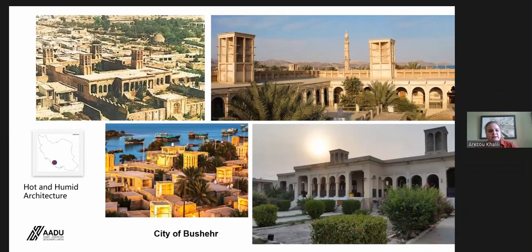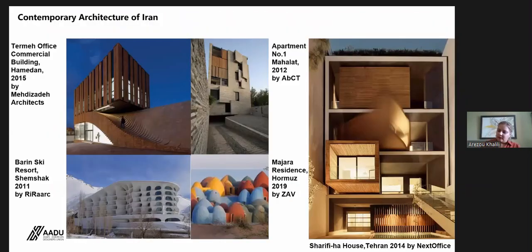In hot and humid parts of Iran, which are mostly located on the Persian Gulf coast, like the city of Bushehr, the living spaces are mostly at a higher level to benefit from the breeze. And as you can see, the height of the wind towers is less than in the central parts of Iran, according to the cool breeze that comes from the Gulf.